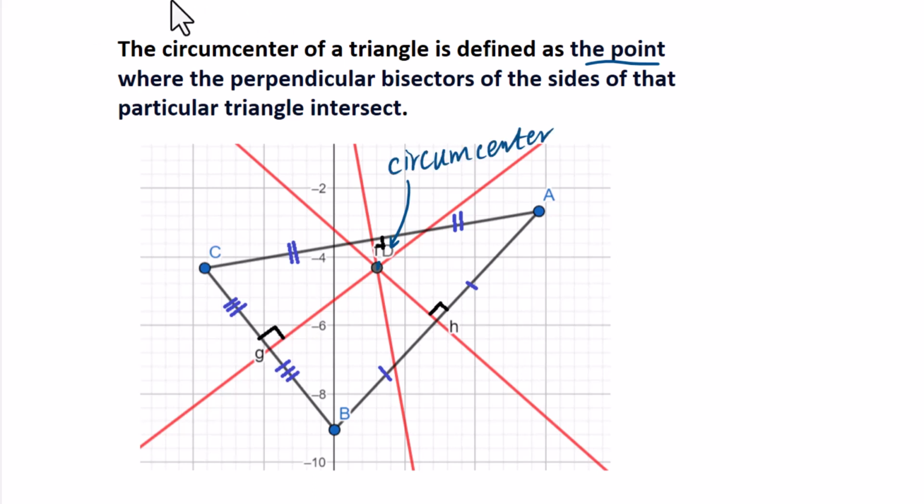The distances between the circumcenter and each vertex of this triangle are equal. So we get DA equals DB equals DC.